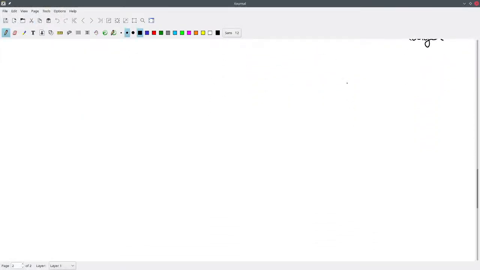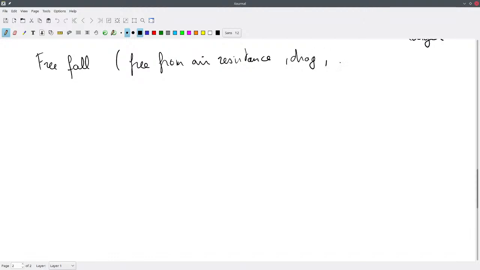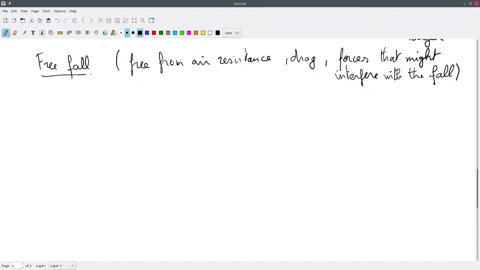So if we're going to call this free fall, think about this as free from any kind of air resistance, free from drag, or free from any other kind of force, I don't want to use the word force, but I'm going to use it anyway, free from forces that might interfere with the fall. So that's free fall.